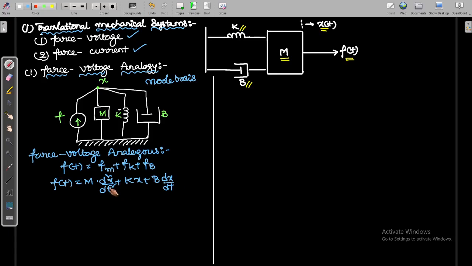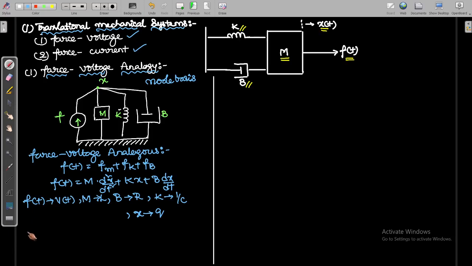Now you have to replace these translational system elements with the force-voltage analogy. So now we can replace the force with V of t, and mass can be replaced with inductor. Next, the B frictional coefficient can be replaced with resistance, K can be replaced with the inverse of capacitance, and displacement X can be replaced with charge Q.